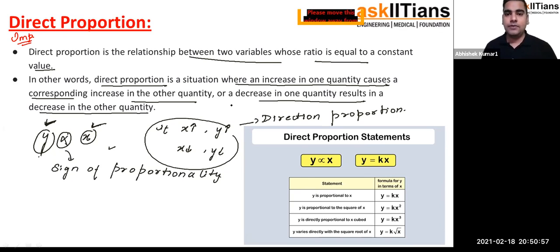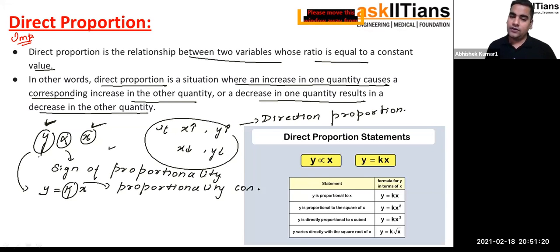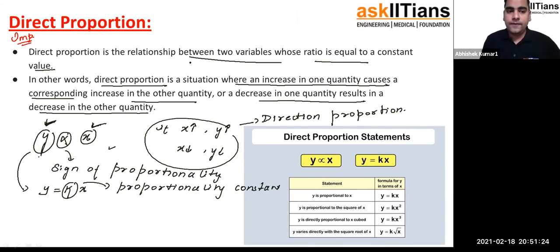Always remember that whenever you remove the sign of proportionality, some constant gets introduced. What does that mean? If I remove this proportionality sign, then it will be written as y is equal to kx. This k is known as the proportionality constant, or you can also say constant of proportionality. Is that clear to everyone?